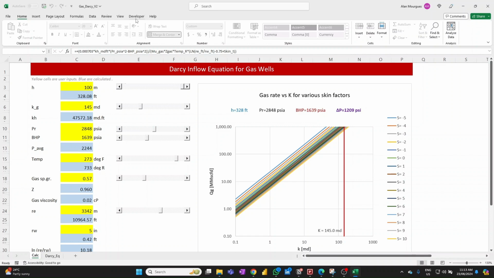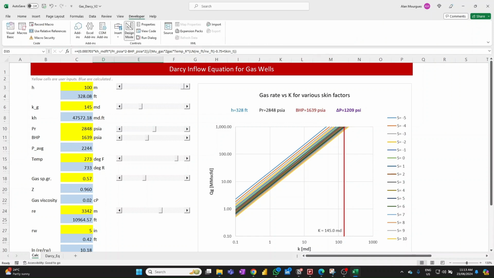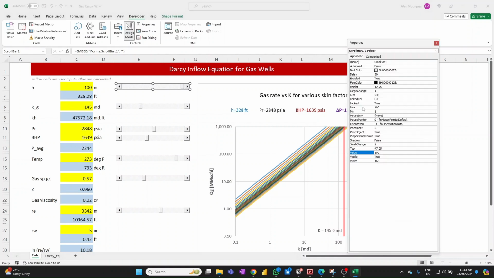If you want to change that range, you can go here to the design mode, right click into that element, and that's where you change the range. So this is linked to the cell C3, that one, thickness, and it's allowed to vary between 1 and 100. So you can just change here the range, for example, 150.